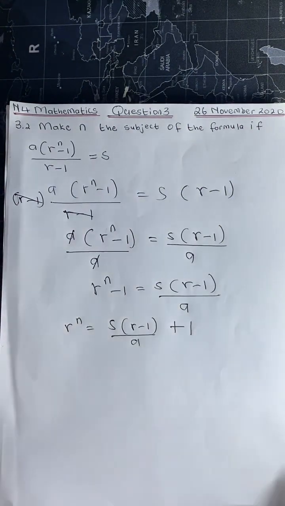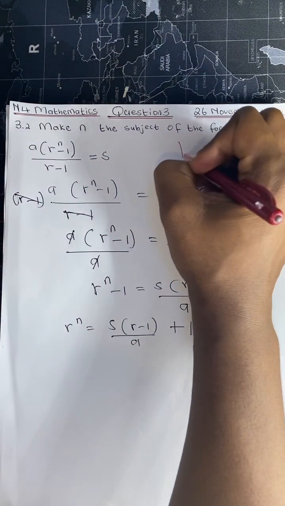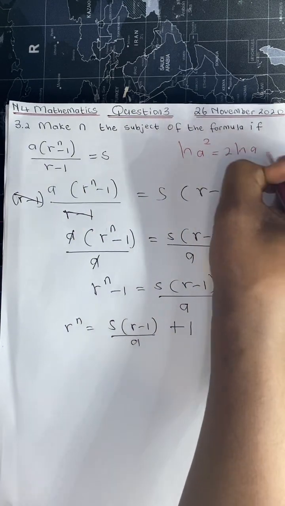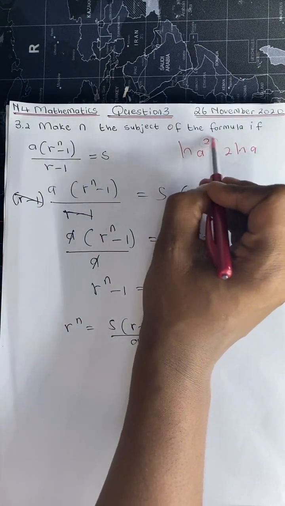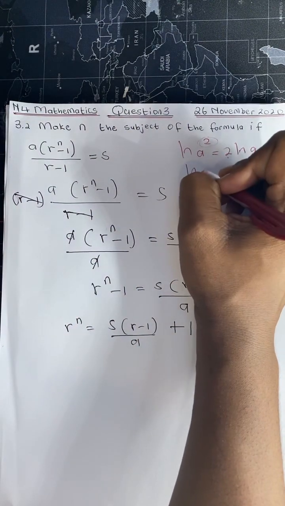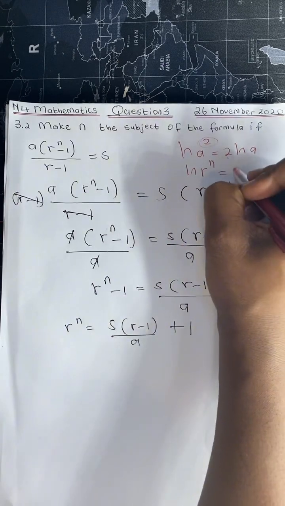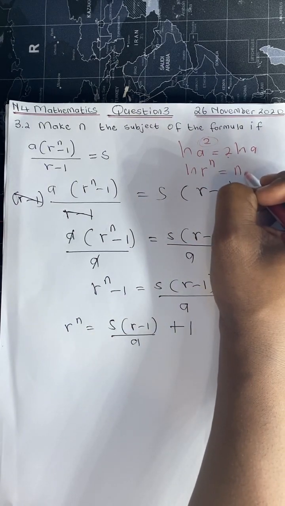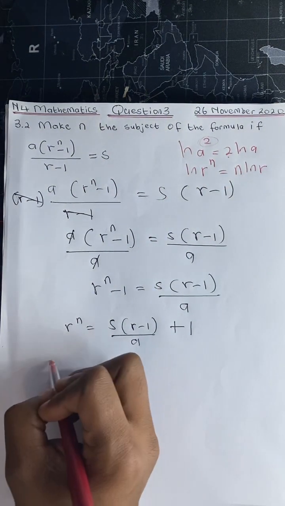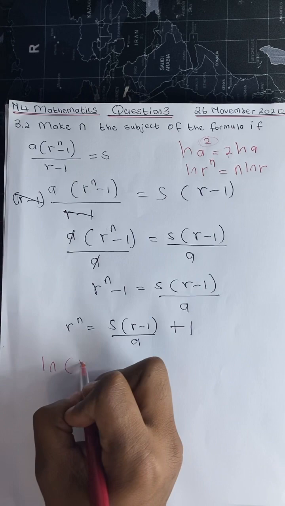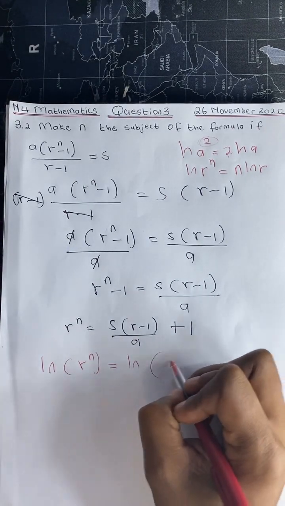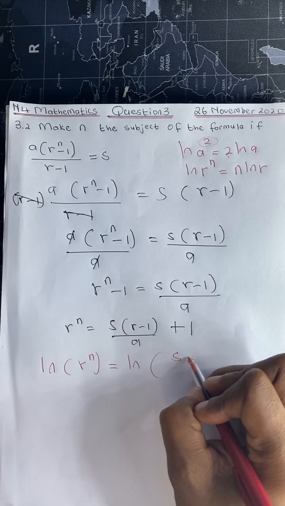So we know our logarithmic law. If we have ln of a raised to the power 2, this will be 2 ln a. So this power is going to be moved from the exponent to the front. We expect the same thing. So if we have ln of r raised to the power n, we'll have n ln of r. So we introduce the ln, but we cannot just introduce the ln on the left without introducing the ln on the right. What you do on the left, you also do on the right.